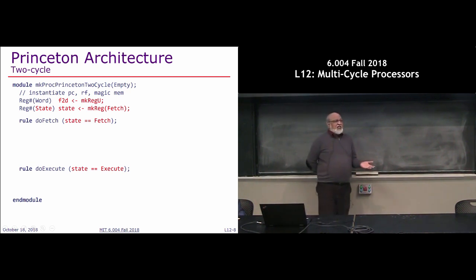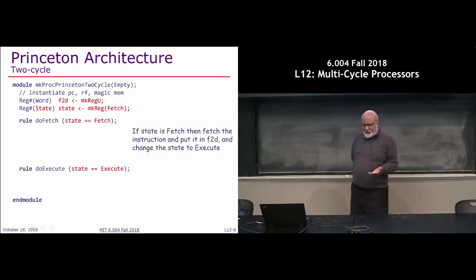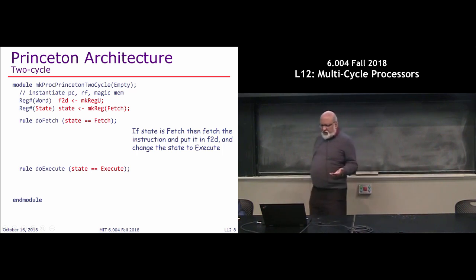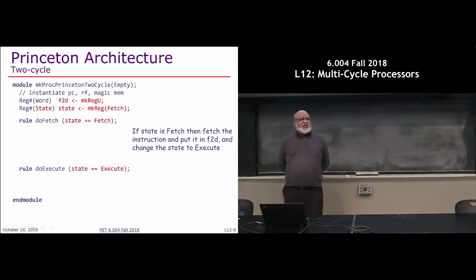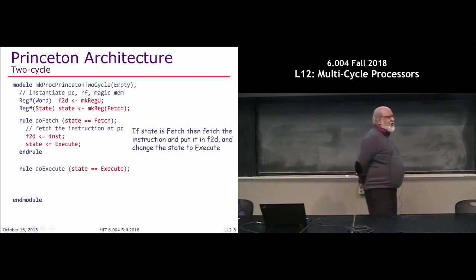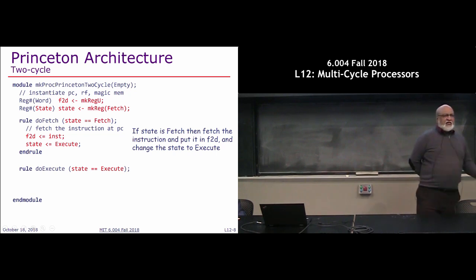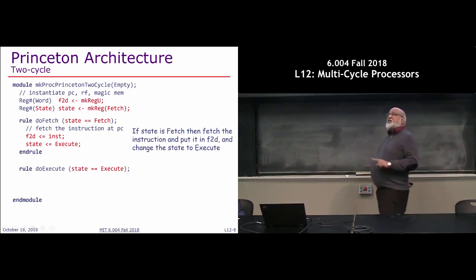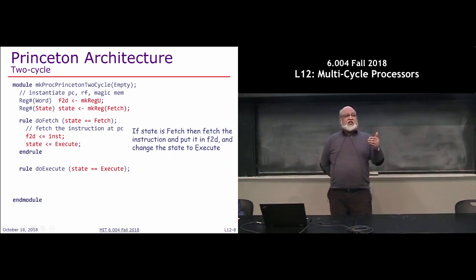So what happens in the fetch stage? Simply, if the state is fetch, then fetch the instruction and put it in F to D. That's all there is to it, right? So you can write the program, you fetch it from the memory, put it in F to D, and change the state from fetch to execute.